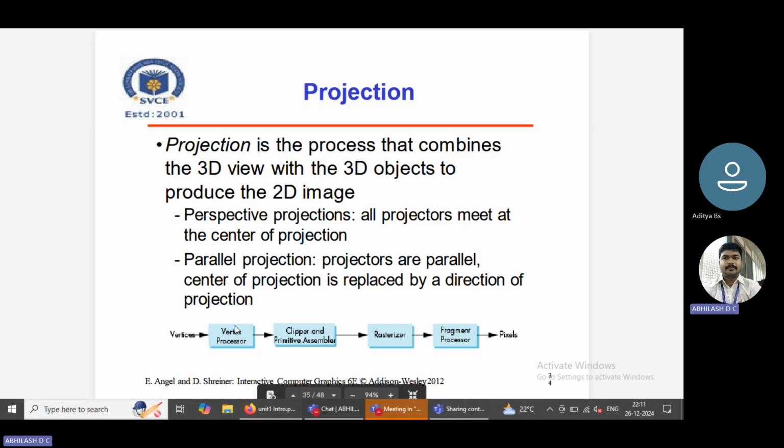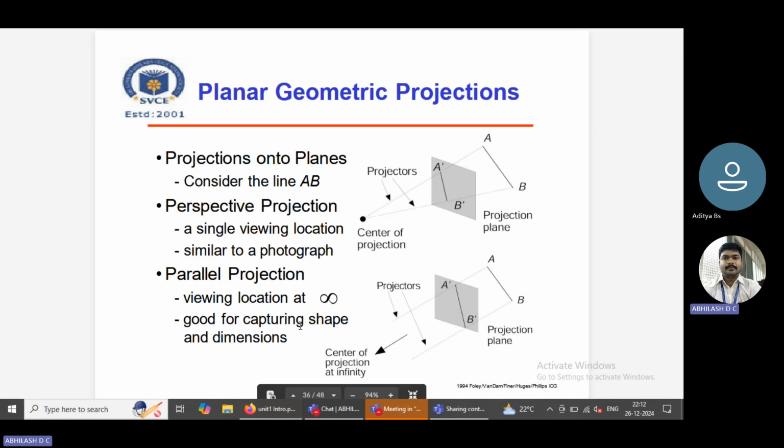So you understood: a vertex processor, clipper, rasterizer, and fragment processing. This is the pipeline. One stage's output is the input to another stage. So next comes the planar projection, the projection onto planes.